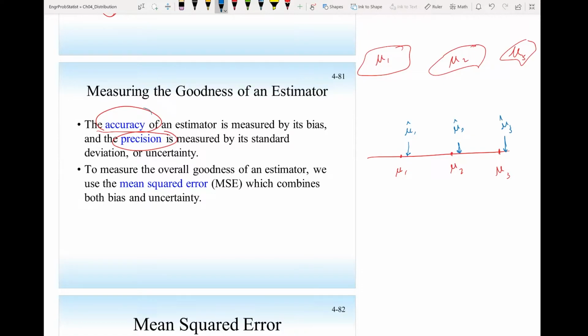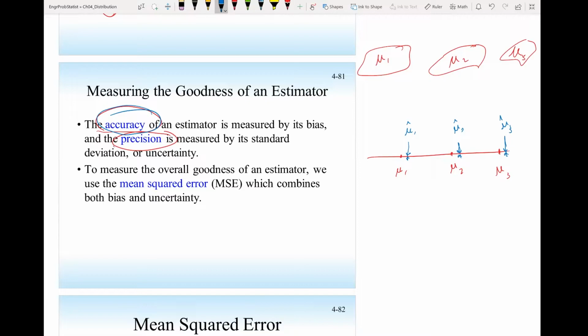Then we say your estimator is not accurate because it always overestimates the value. It always estimates a larger value. So it's not accurate. You are overestimating. Some other estimator may be underestimating. That's what we mean by accuracy.